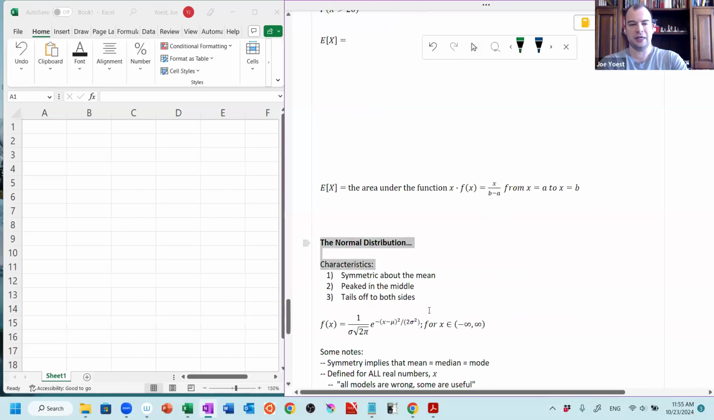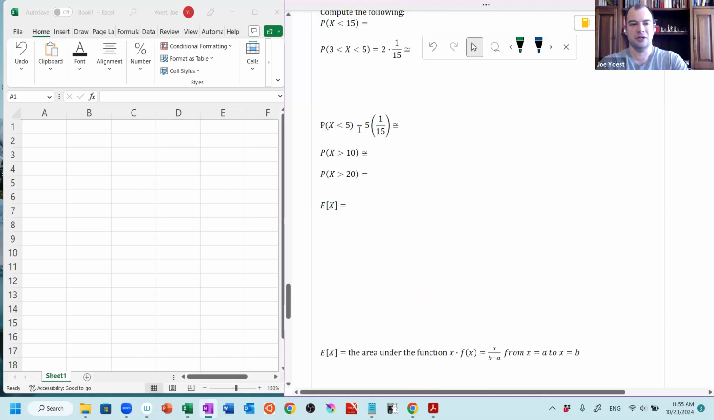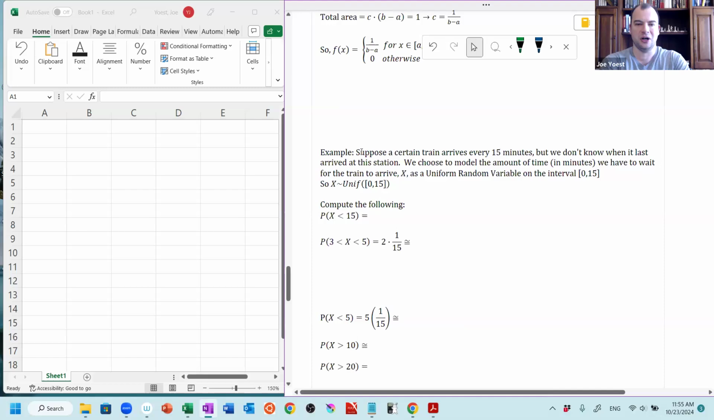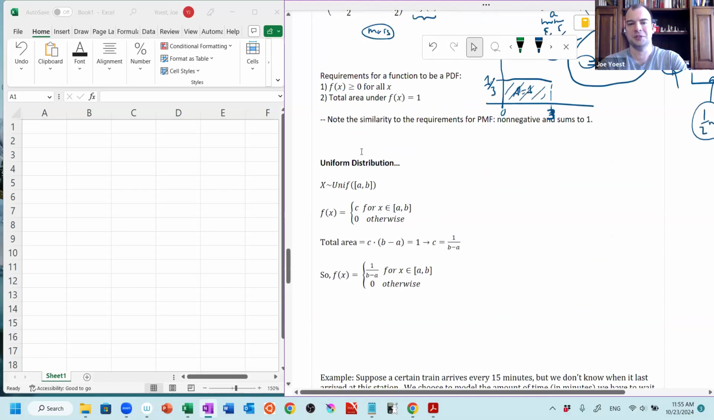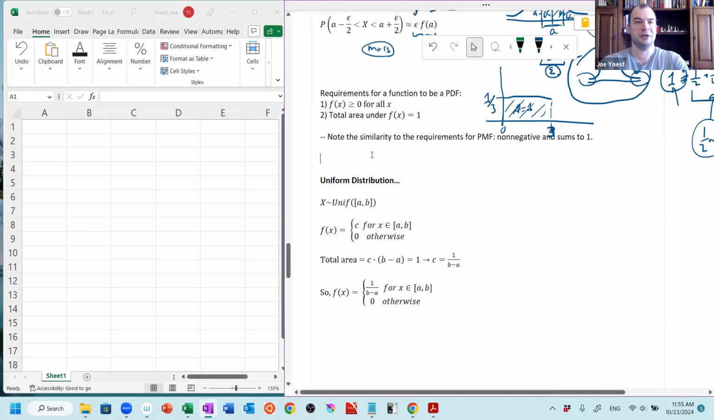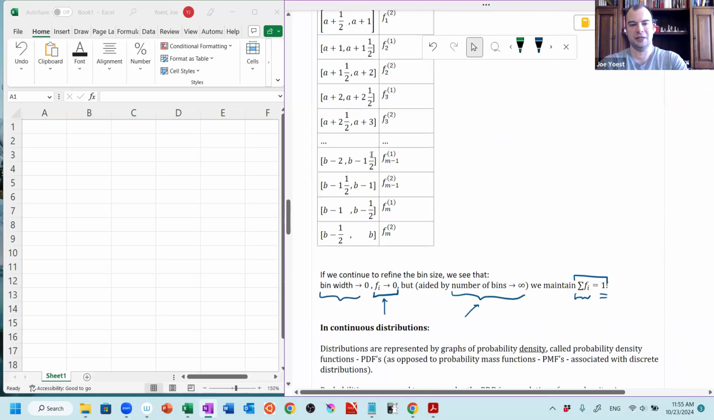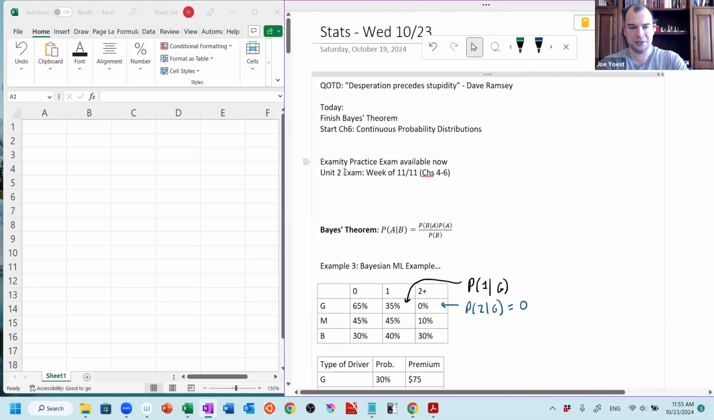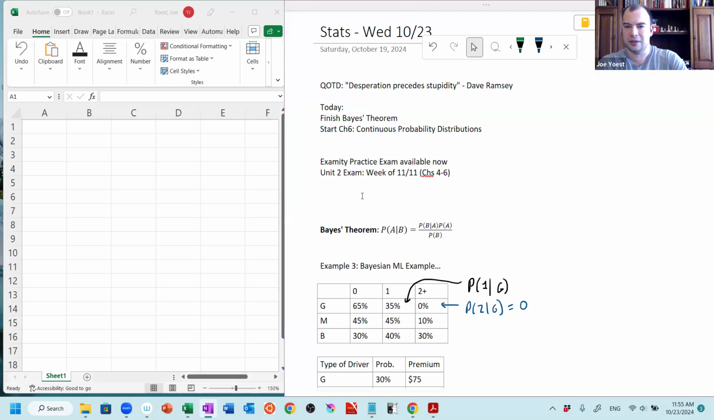And then look ahead to the normal distribution as well, the bell curve, because that's going to be an important thing that we're going to use in some sense in almost every problem for the rest of the course. So I would definitely recommend pre-reading a little bit this weekend, as well as knocking out that Examity practice exam if you haven't already. But with that, I will end the recording.